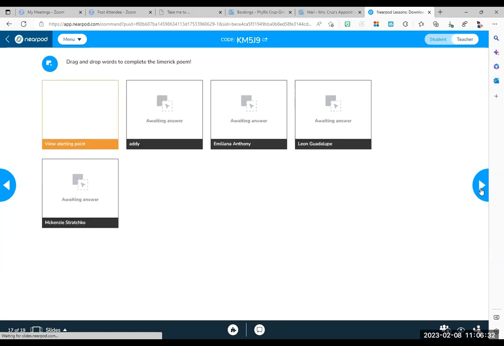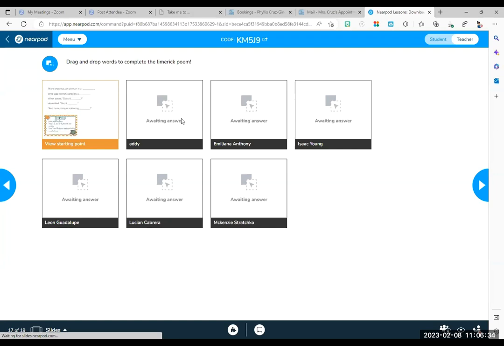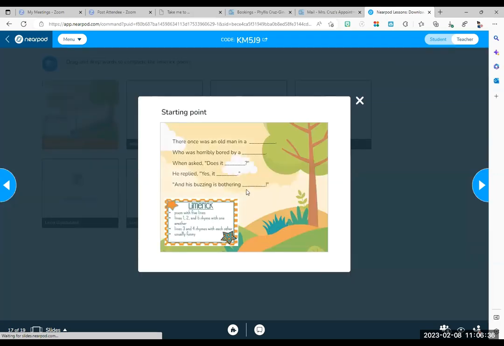All right, let's be done. This is a quick drag and drop. It's super easy. I'm going to read it. You just put in a word that you think would go in that line. There once was an old man in a blank who was horribly bored by a blank. When asked, does it blank? He replied, yes, it blanks, and is buzzing, is bothering blank.